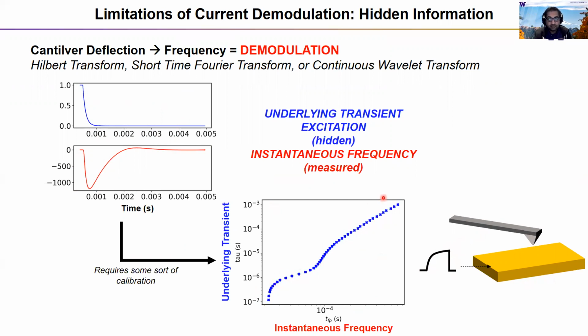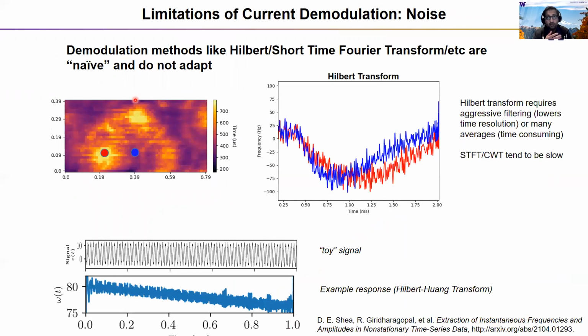That's tedious. Your tip has to also survive the entire process in order for you to do it. And it's a roundabout way, because that's just saying we have this red curve, we apply this function here, and then eventually we get these blue data out. What we want to do is just directly get this blue data. We want to just get the transient directly. So that's one limitation. The other limitation is related to noise. Demodulation methods like the Hilbert transform or short time Fourier transform or continuous wavelet transform, et cetera, are naive. They don't adapt. You just put your data in, you get your data out. So that can be a noisy process.